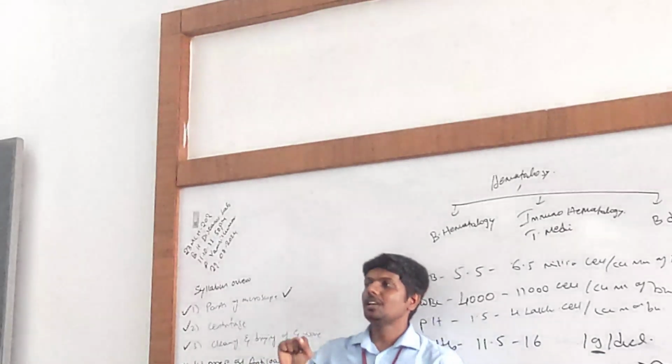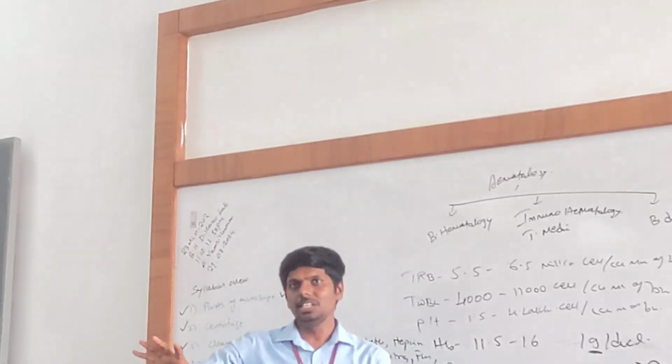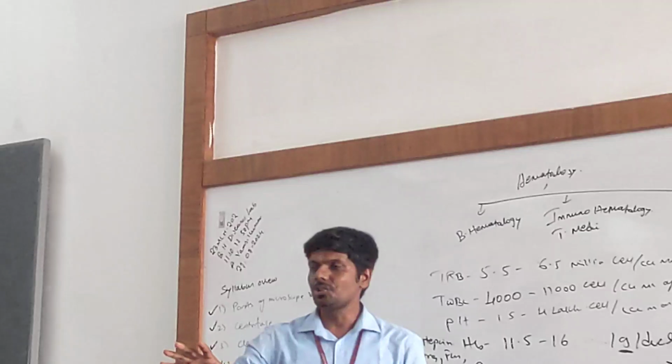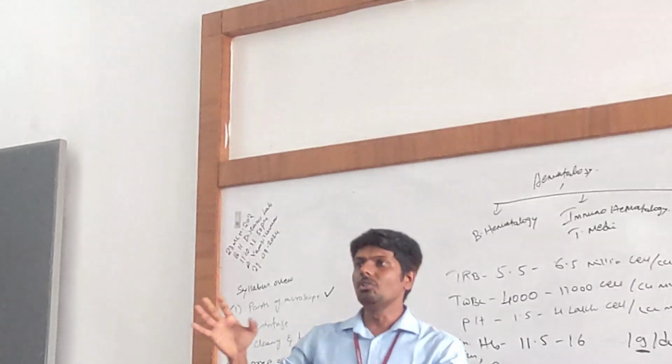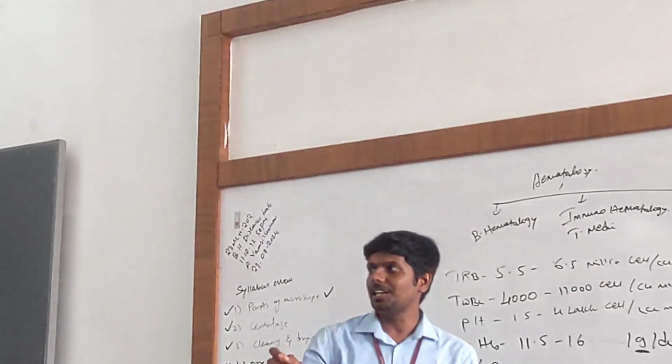Now let us see. 20 students are there in a room. That means now this is a deficient room. Got it? 20 students in 100 square feet. Now the space is more and cells are less. This is an anemic condition.